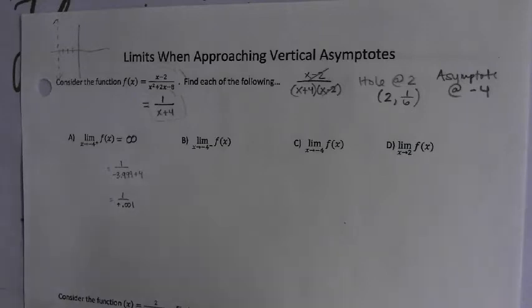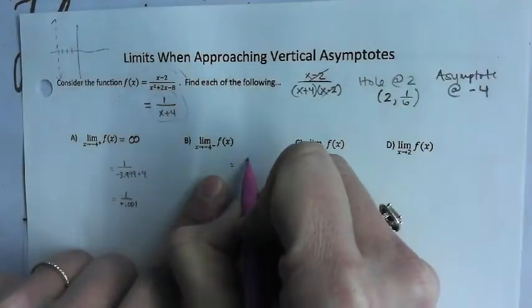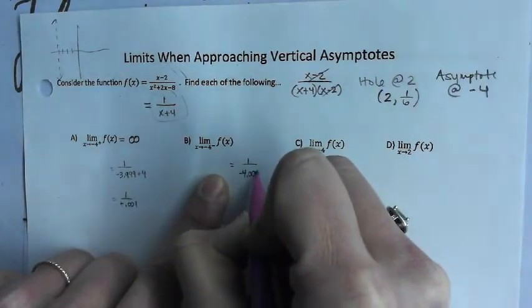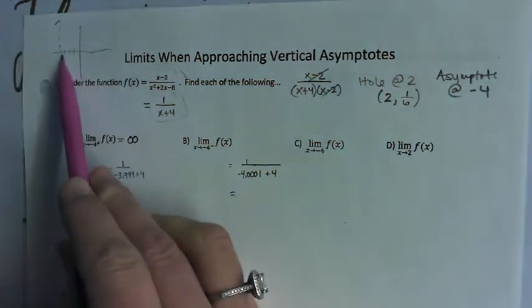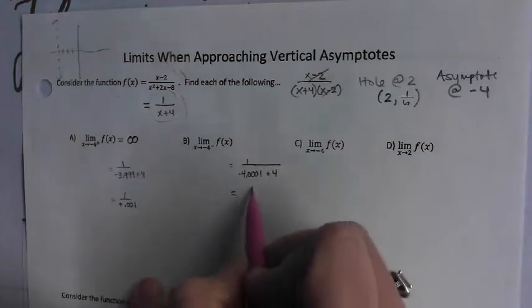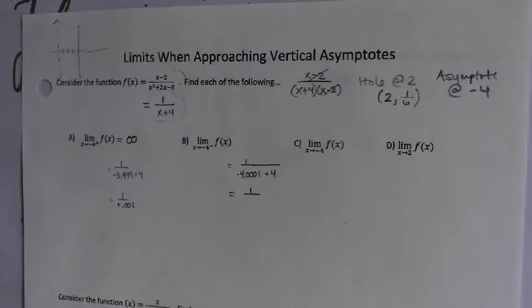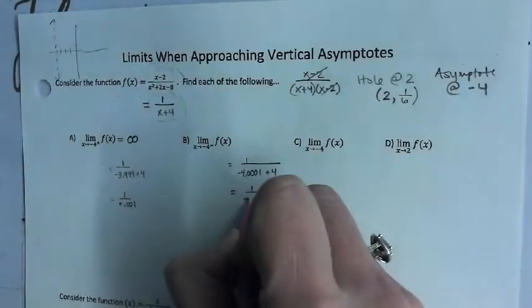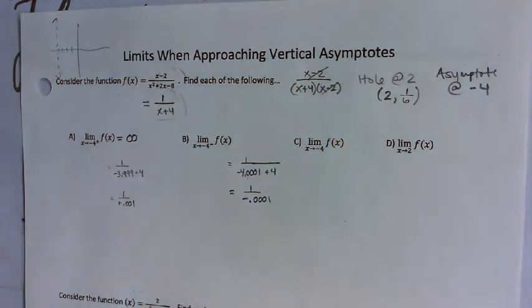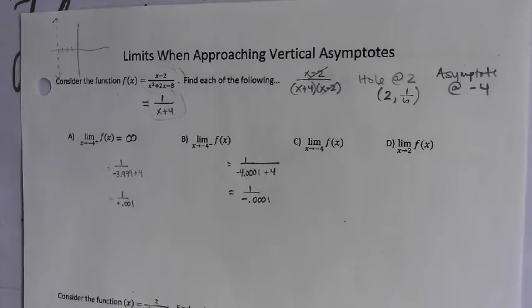Now, if you're approaching -4 from the left and just brainstorming, you would maybe plug in something like -4.0001. That would be slightly to the left of your asymptote. And if you do that, your denominator is going to be very slightly negative, because the magnitude of your negative number is outweighing your 4. So it's going to leave you -0.0001. And 1 over a tiny, tiny negative number is going to be negative infinity, right?